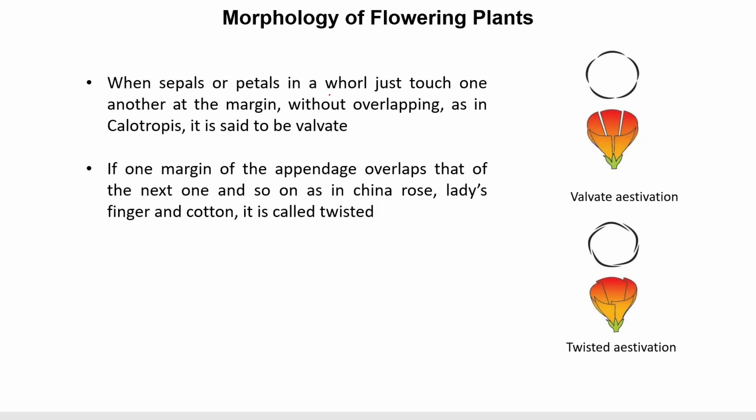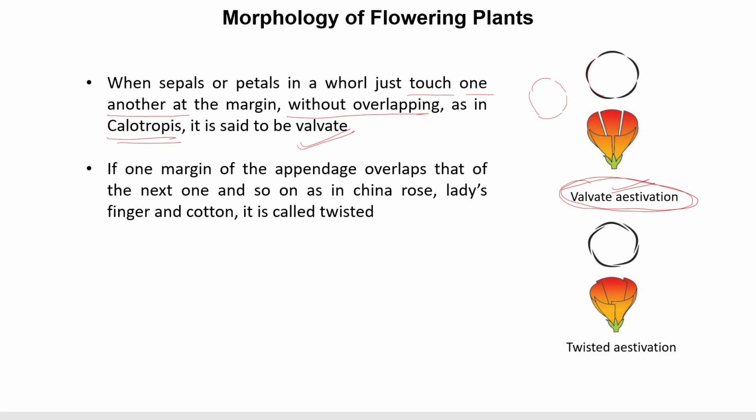When the sepals or petals in a whorl just touch one another at the margin, like this, without overlapping. They are not overlapping. Here you can see their ends are not overlapping. So as in the case of calotropis, it is valvate. Such an aestivation is called valvate aestivation, when their margins just touch one another but they do not overlap each other.